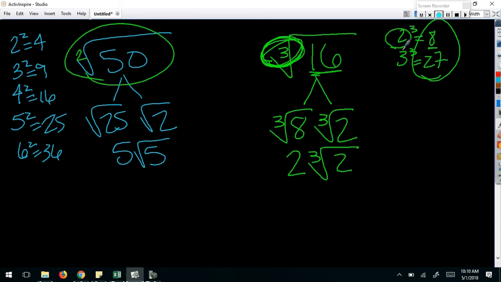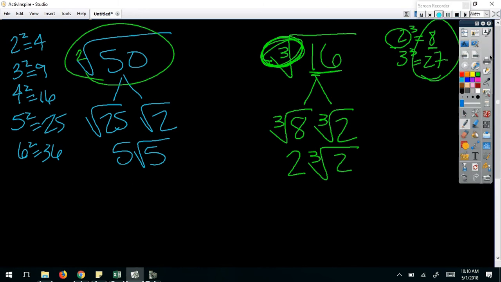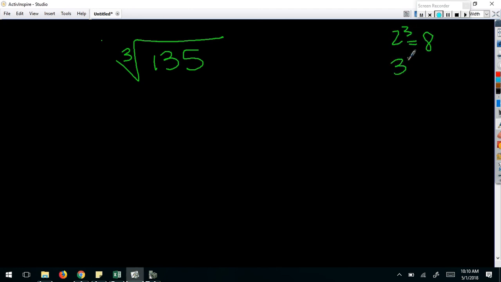Just need 3 and 2. Let's do another. Y'all seem to be confused. Let's do another cube. The cubed root of, let's say, 135. I want you to simplify it. And I'll write you a list of cubes here while you're looking.